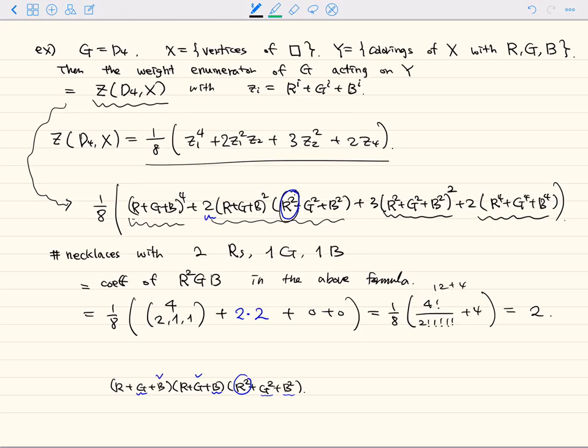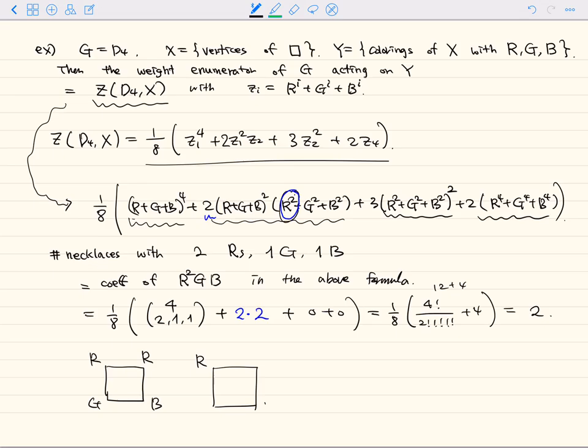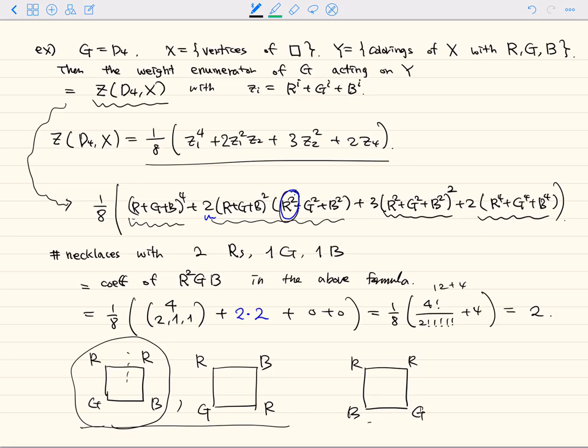Let me now erase this. There are only two possible necklaces, R, R, G, B and R, R, G, B. Yes, there are only two distinct necklaces, because with two red beads, one green bead, one blue bead, there are only two of these. If you think of anything else, they can all be obtained from one of these. So for instance, R, R, G, B, this can be obtained from the first one by doing this reflection. So this is a nice way to compute the number of necklaces with a given number of beads of each color.